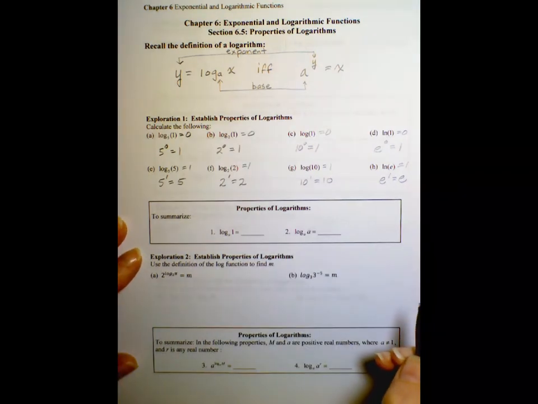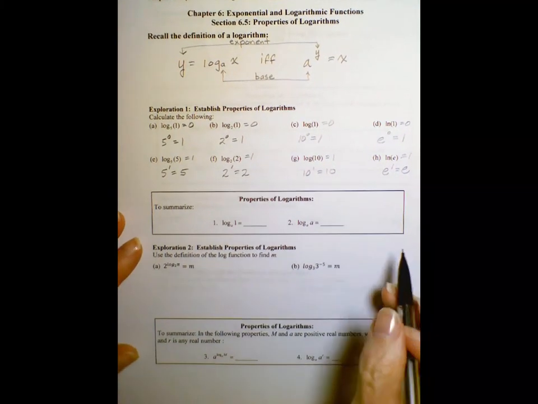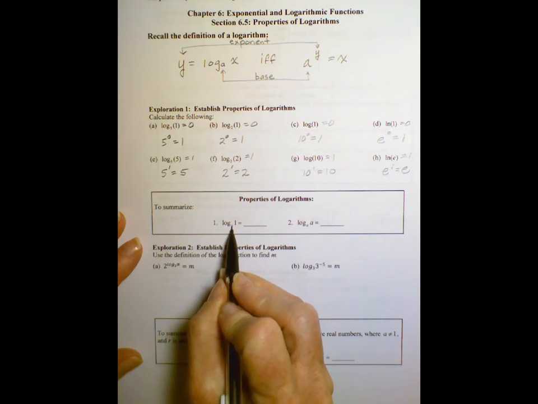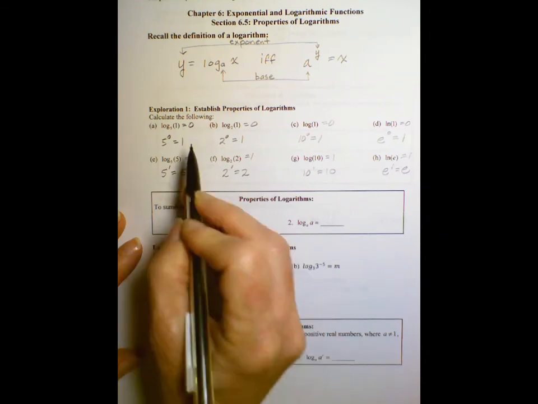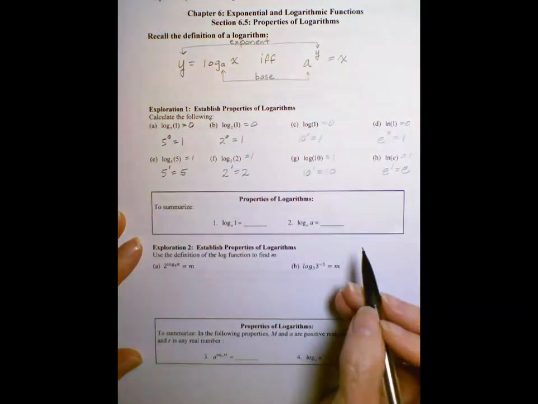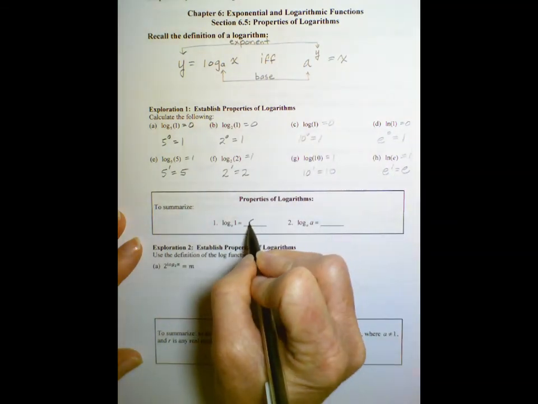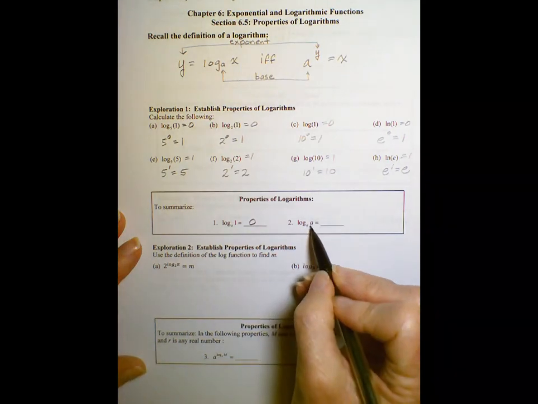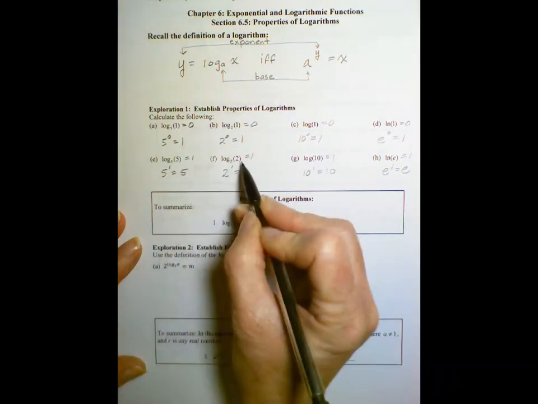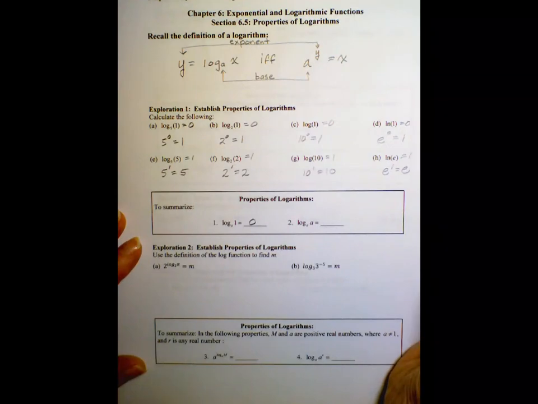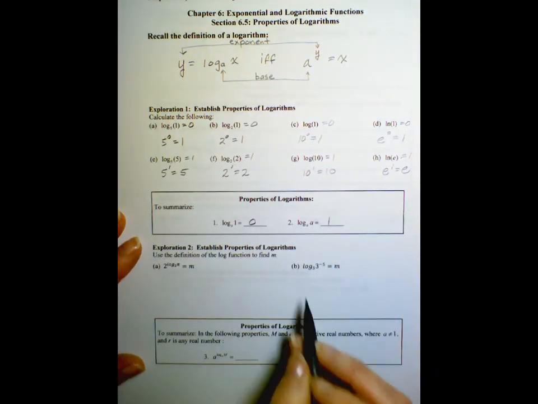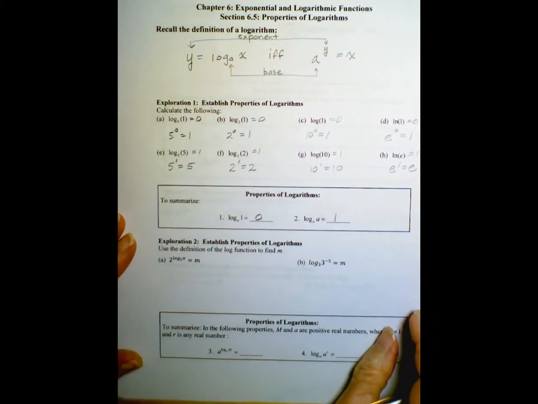Okay. All right, so let's summarize. This says the log of any base of 1 is equal to 0, so we saw that here in A, B, C, and D. It didn't matter the base, it always equaled 0. And when the base matched the argument in E through H, the result was always 1. So these are our first 2 properties of logs.